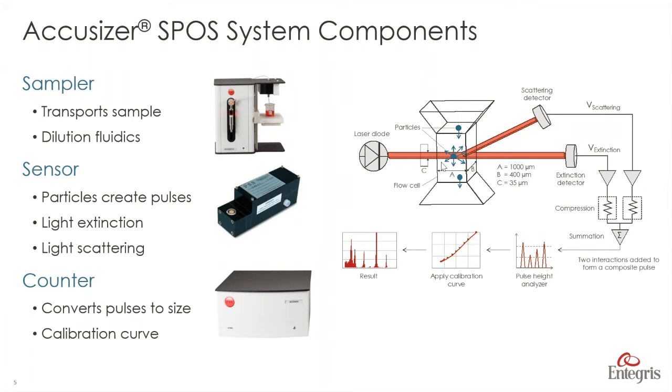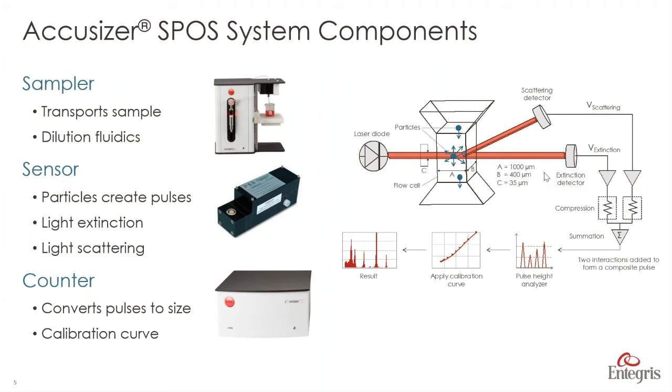On the graph on the right, we see a diagram of the sensor. This particular sensor has two detectors. It has an extinction detector. And when we're using the extinction detector, we call this a light obscuration test because we're looking at the amount of light blocked by each particle as it passes through the measurement zone. And that detector can detect particles down to about 2 microns.